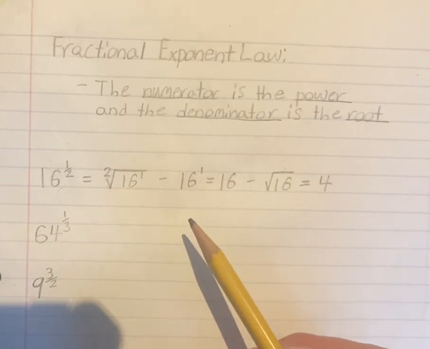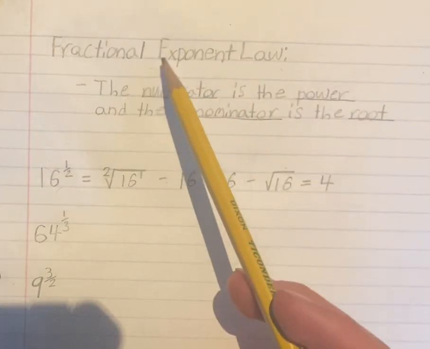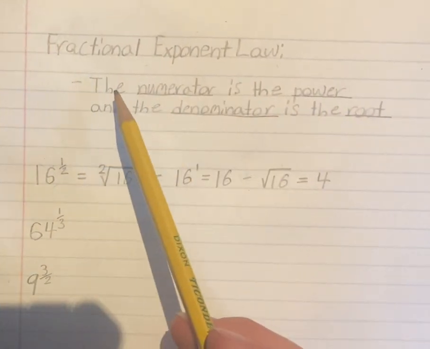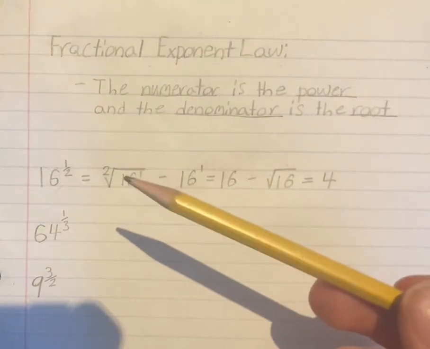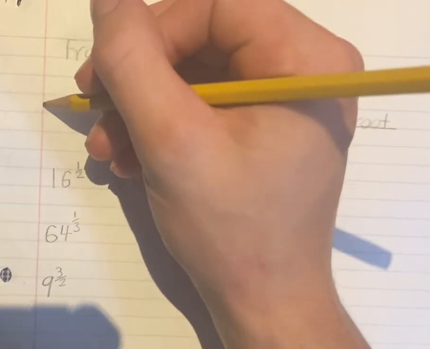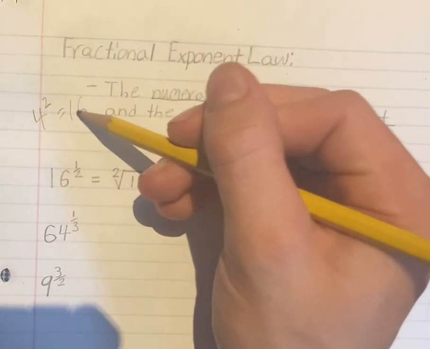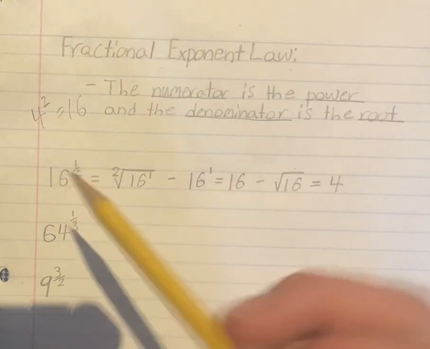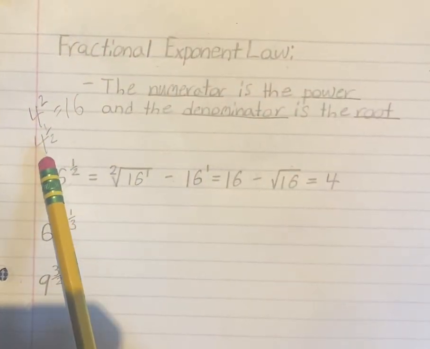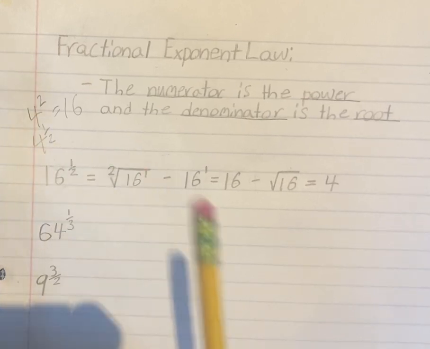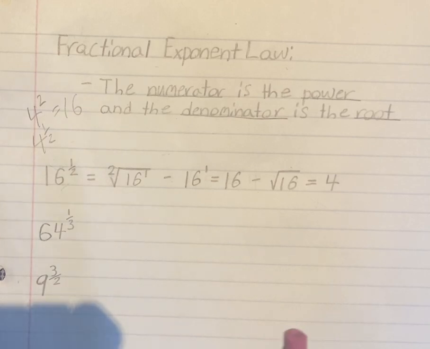In this video, I will be explaining the fractional exponent law. The fractional exponent law says that the numerator is the power and the denominator is the root. We all know what a power looks like. A power would be something like 4 squared, which is 16. But what if we say that 4, that is a fractional exponent. So here we have 16 to the power of 1 over 2.